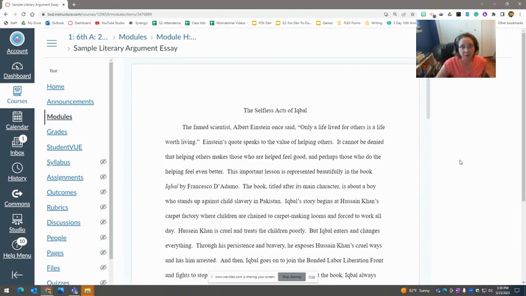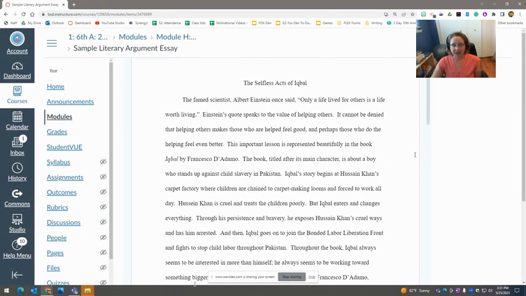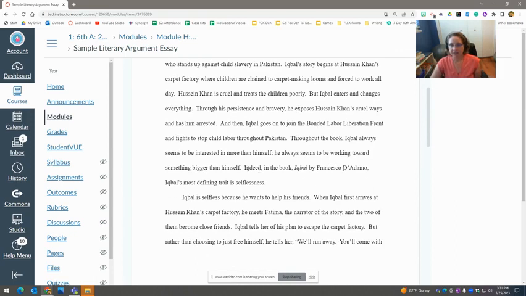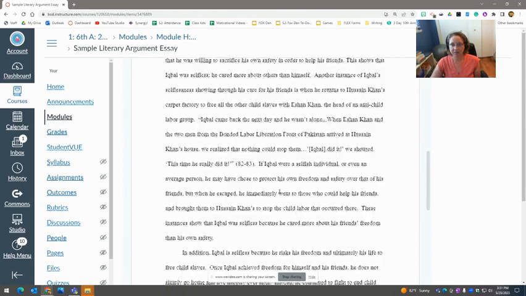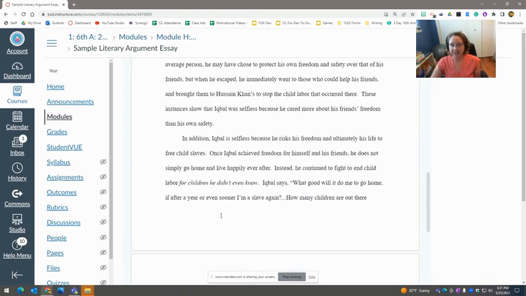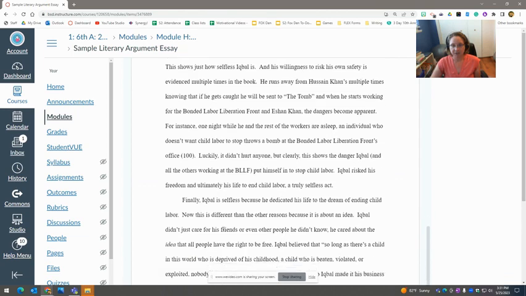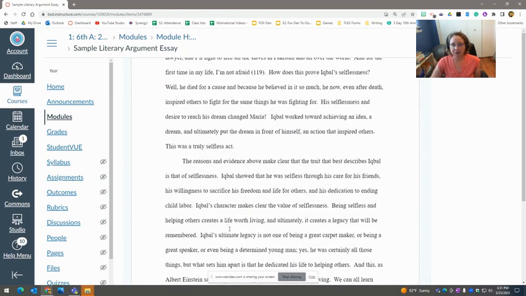This is what we are working towards, right? We are working towards an essay about a story, a character in a story. And in this essay, we're going to have an introduction with a thesis. Indeed, in the book Iqbal by Francesco da Adamo, Iqbal's most defining trait is selflessness. And hopefully you have picked a claim. So the claim on this one would have been Iqbal's most defining trait is selflessness. And then we're going to write 3 body paragraphs. So 1, 2, I know it's a paragraph because it's indented, and 3 body paragraphs. And then the last paragraph is going to be our conclusion.